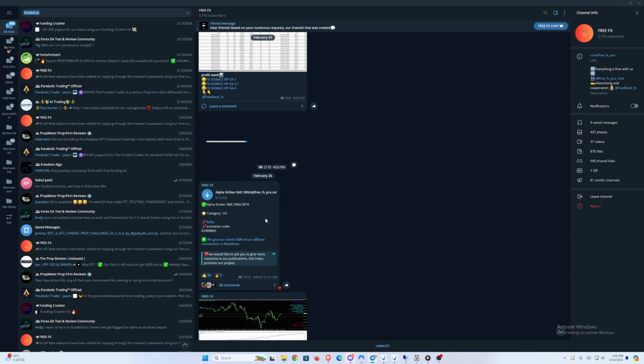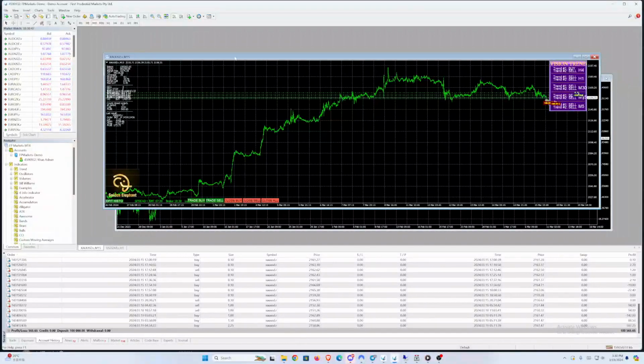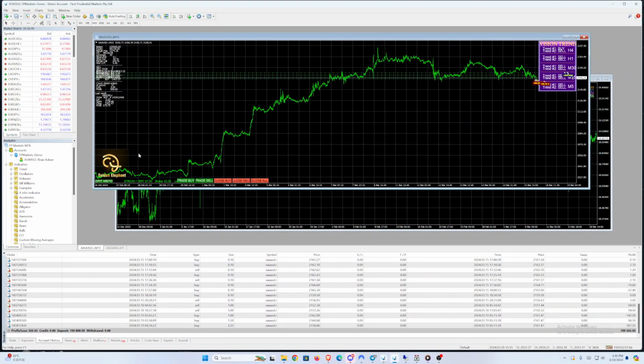The next thing you need to do is collect data on these EAs. For example, I'm running an EA in here. Let's look at it. So this is Golden Elephant that I'm running. I'm testing whether it's working or not. So this is what we call forward testing on a demo account.